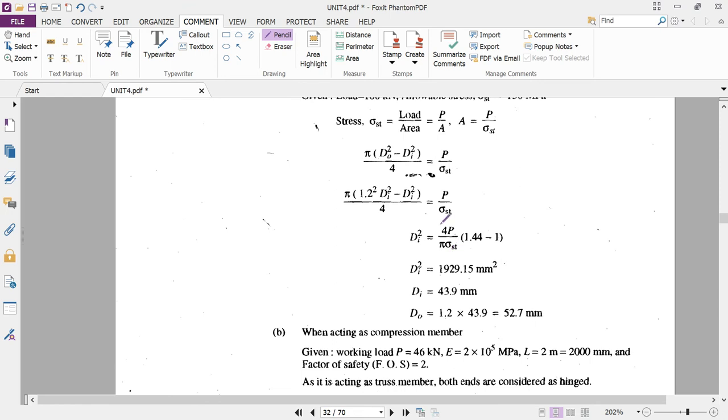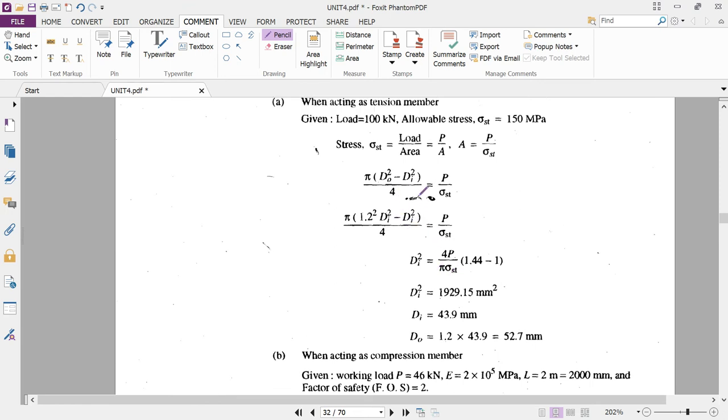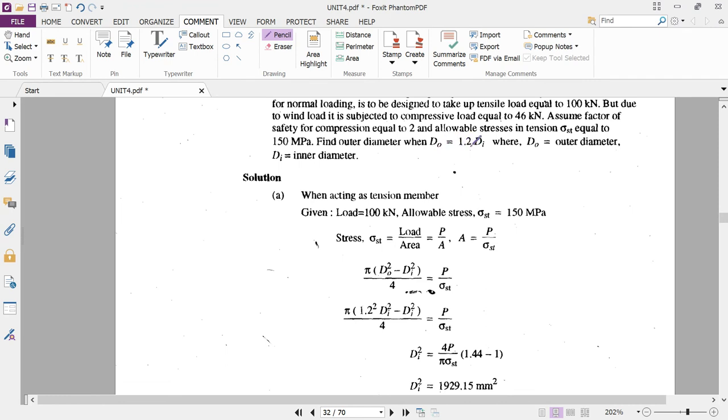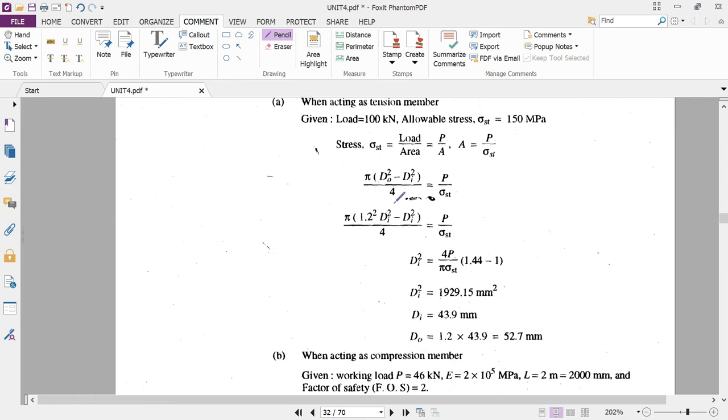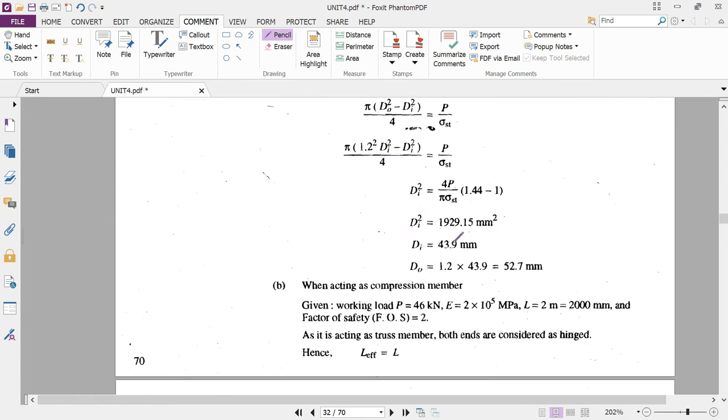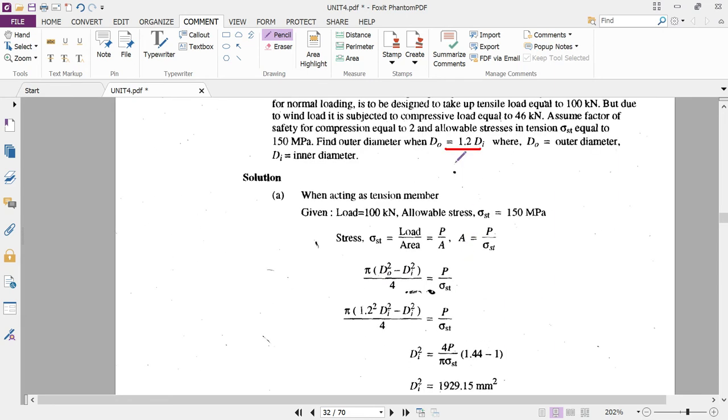Okay, so here we will get the value of DI in the form of DI, as we know that DO is equal to 1.2 DI. So this particular condition we have to put in this equation, and finally we will get the answer of DI. This is the DI. Once we get the value of DI, we have to resubstitute the value of DI here, and we will get the outer diameter.